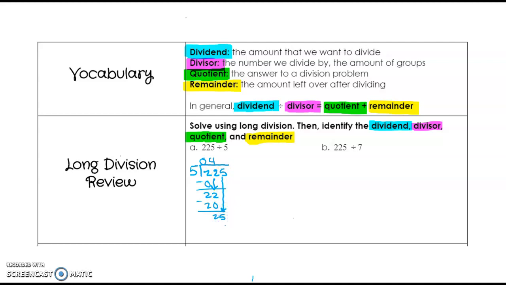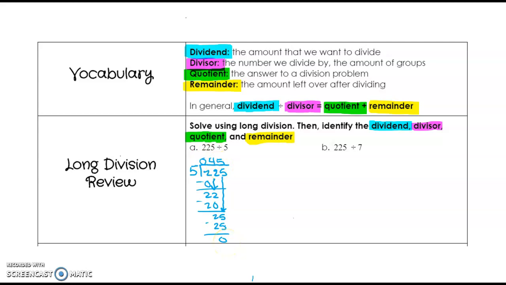And now we want to see how many times 5 goes into 25. The answer is 5. So 5 times 5 gives us 25. When we subtract, we get 0. So our dividend here is 225, our divisor is 5, our quotient is 45, and our remainder is 0.